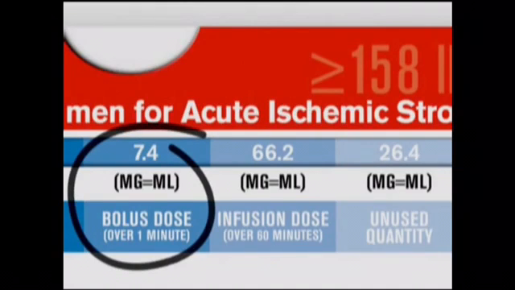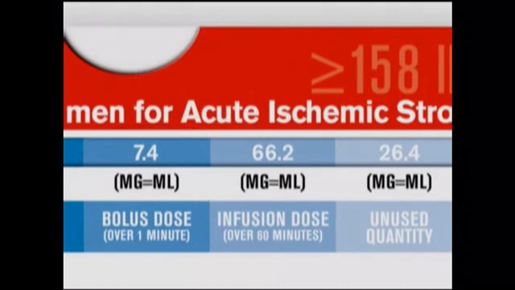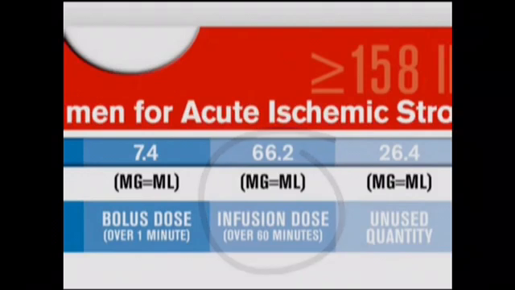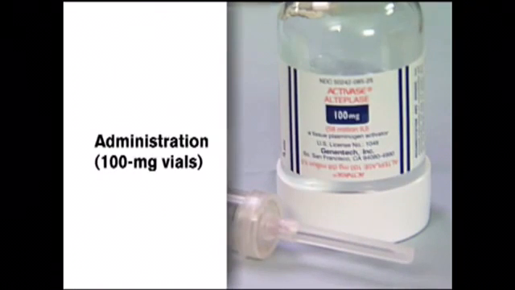The bolus dose is 10% of the total Activase dose, or 7.4 milliliters for a patient weighing 180 pounds. The infusion dose for a patient weighing 180 pounds is 66.2 milliliters. This is 90% of the total dose. It is also the amount of solution remaining in the 100 milligram vial after removal of the excess solution and bolus dose. The bolus dose may be prepared using one of the following methods.